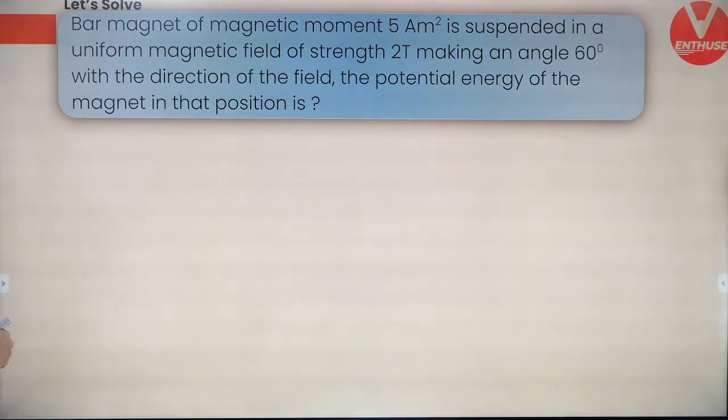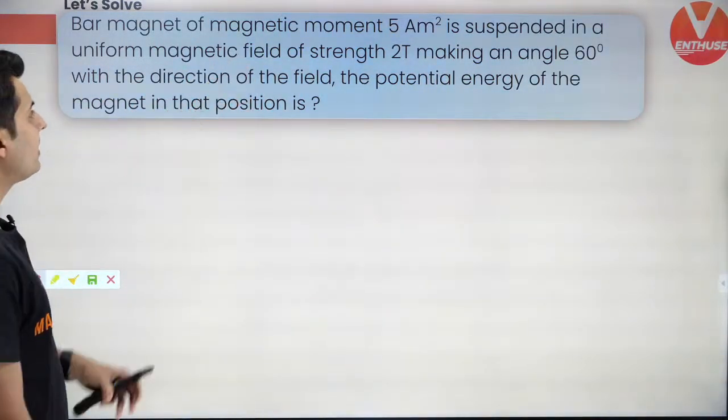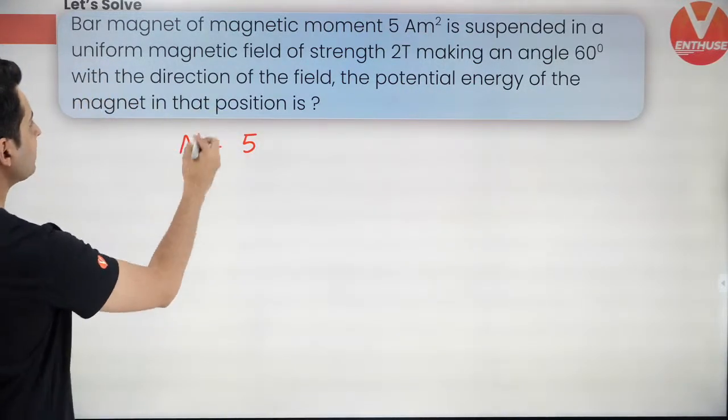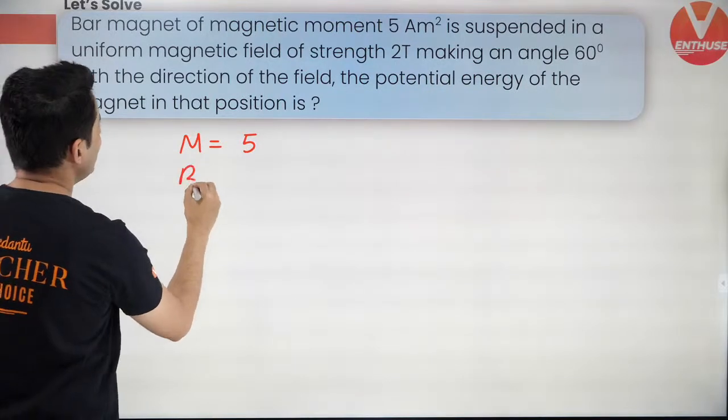Minus 5. Okay, let's have a look. A bar magnet of magnetic moment, that means M is 5. Magnetic field B is 2.